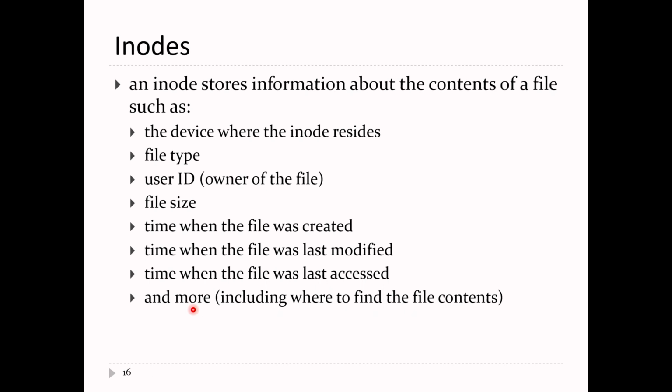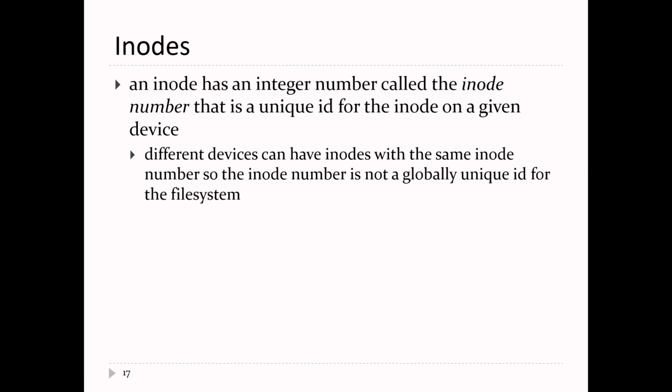What's not stored in the inode? The data that's living on the disk is not stored in the inode. So the inode does not store the contents of the file. It stores information about the file. Okay, and so for every file, there's at least one inode. Makes sense. So your operating system has to keep a collection of inodes.